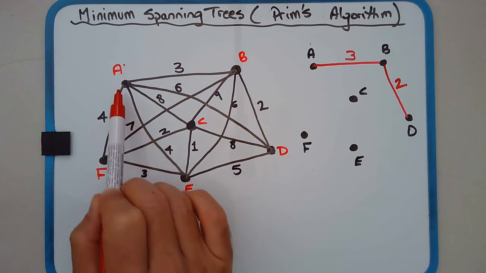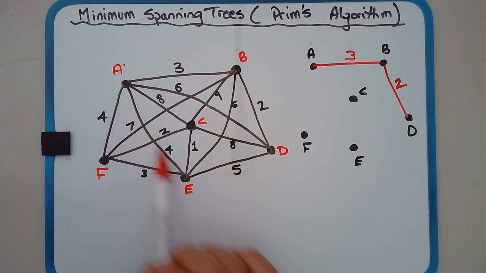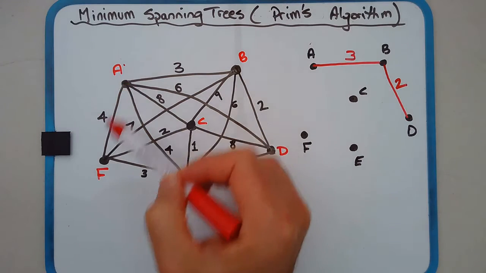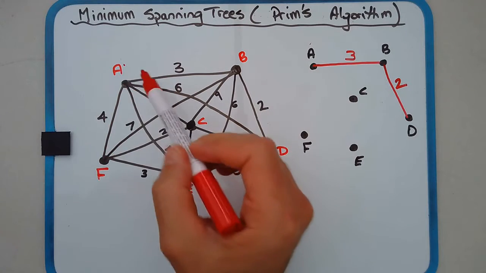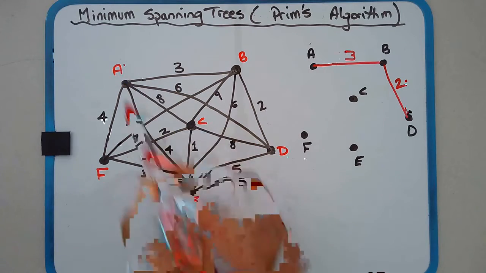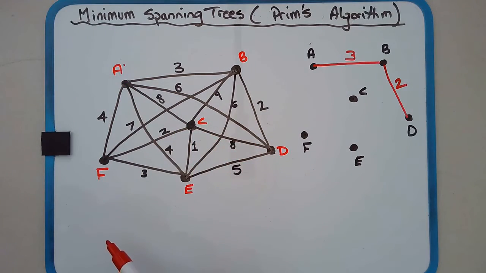Which is going to connect up to vertex E. Or there's another 4 here that we can use as well. Actually, we have two choices: AE or AF. It doesn't really matter. In fact, you may end up with a different shaped minimum spanning tree from the last example that we did with Kruskal's, but the minimum weight should still be 12, and that's what we got in the last example. So let's compare.